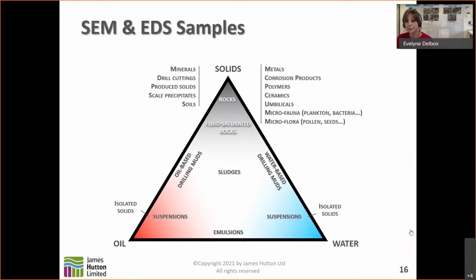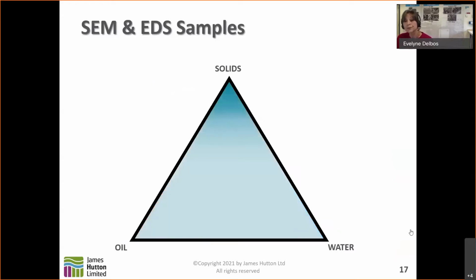So next slide, please. If we summarize with just a color the type of samples that we can analyze with SEM and EDS, you can see the solid color is more to the top of the triangle towards the solids, but there are faded colors in the rest of the triangles just to show that we can actually analyze anything as long as it is in a frozen state.